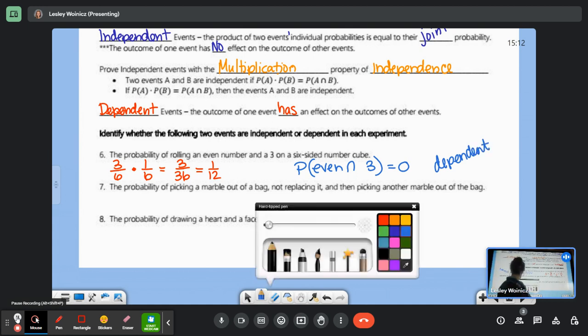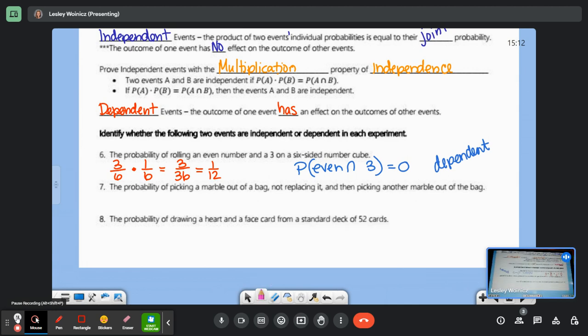What about picking a marble out of a bag, not putting it back, and then picking another marble out of the bag? They don't tell us how many marbles are in the bag, so instead let's do markers, because I've got some colored markers up here. Please pick a marker out. What is the probability right now that she picks an orange marker? 1 out of 6. Now pick any marker. What is the probability of her picking an orange marker? 1 out of 5, because she didn't put that one back.